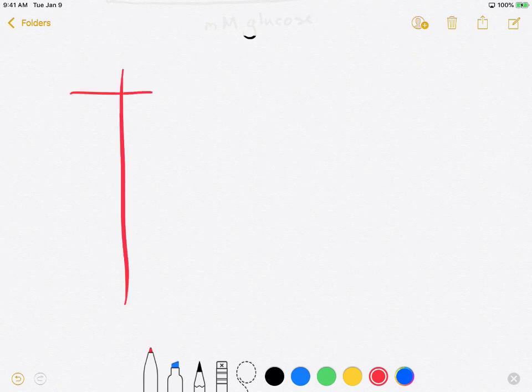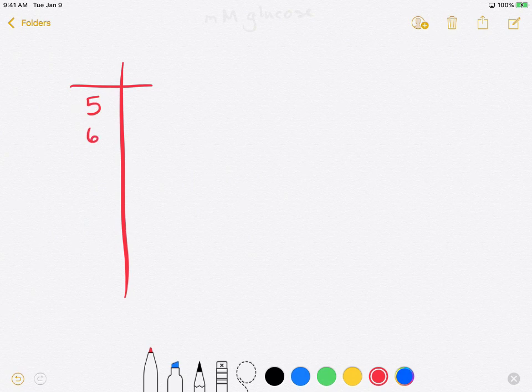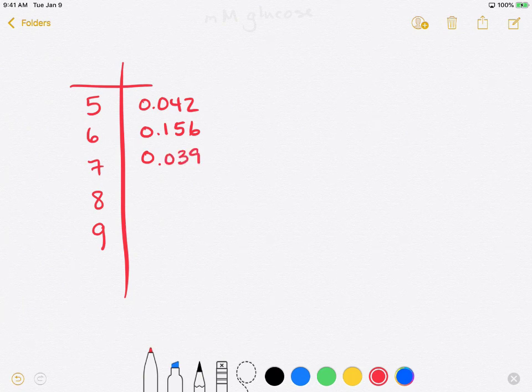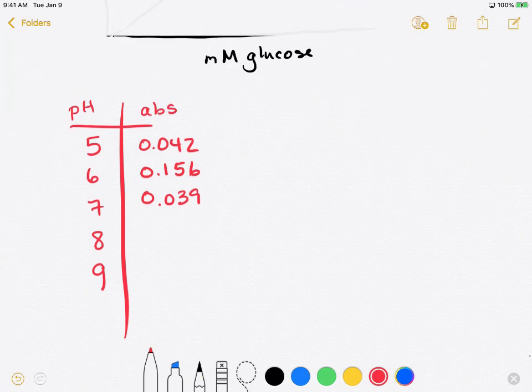So you ended up getting data that looked something like this: pH 5, pH 6, pH 7, pH 8, pH 9, and then you got their absorbances: 0.042, 0.156, 0.039, and you collected the absorbances for the different experimental conditions.